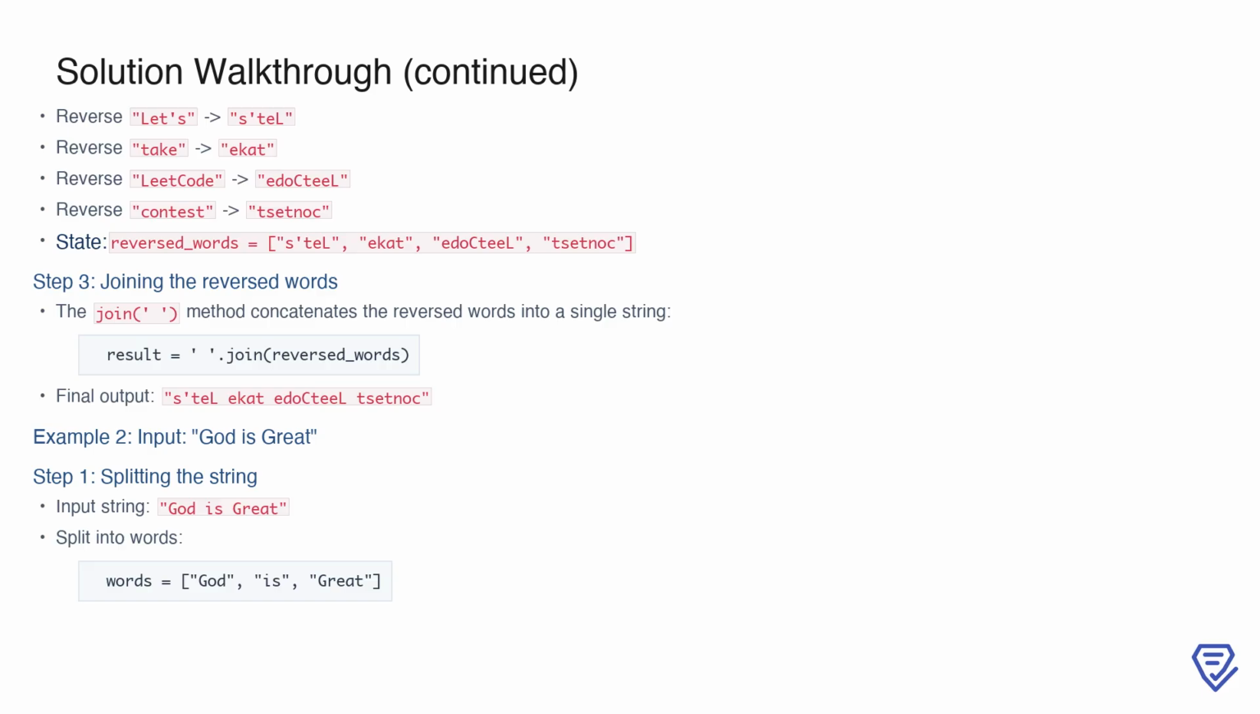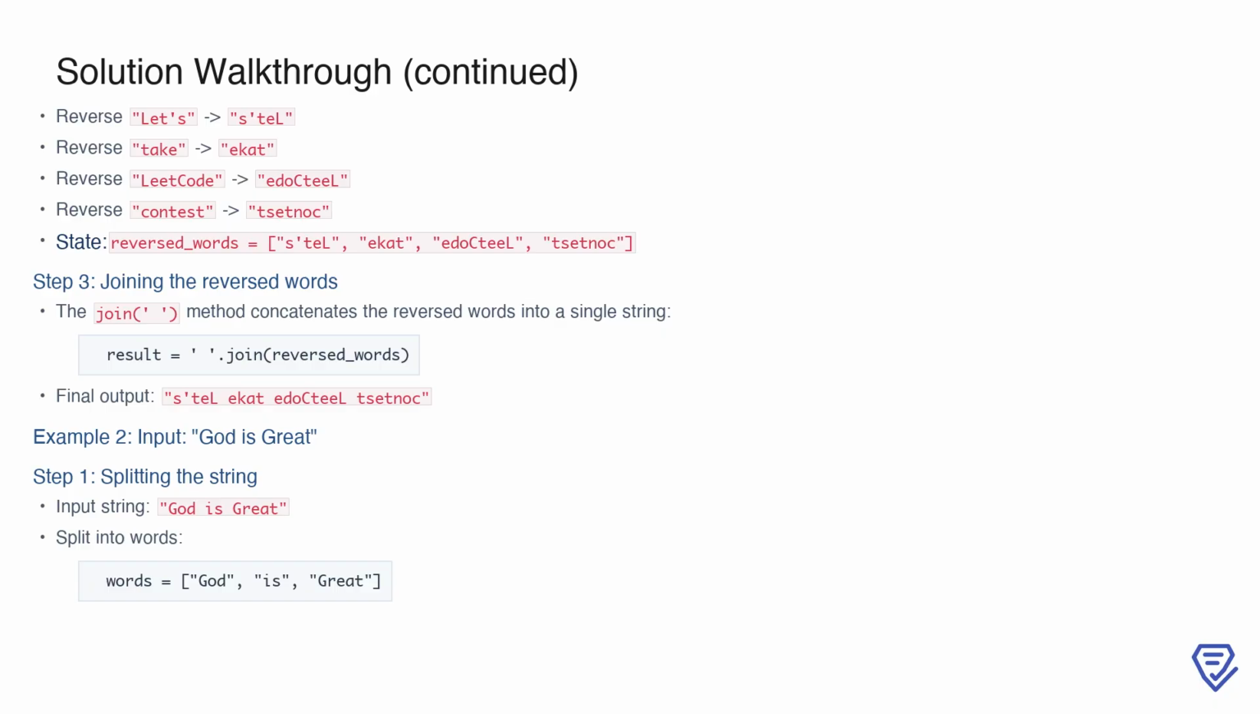Continuing with our example, the reversed words are as follows: "Let's" becomes "s'teL", "take" becomes "ekat", "LeetCode" becomes "edoCteeL", and "contest" becomes "tsetnoc". At this point, our list of reversed words looks like ["s'teL", "ekat", "edoCteeL", "tsetnoc"]. With the words now reversed, the final step is to join these words back into a single string. Using the join method, we concatenate all the elements in the reversed_words list, separated by spaces.